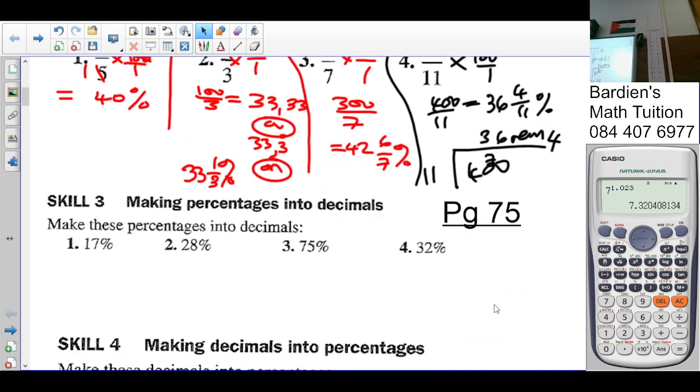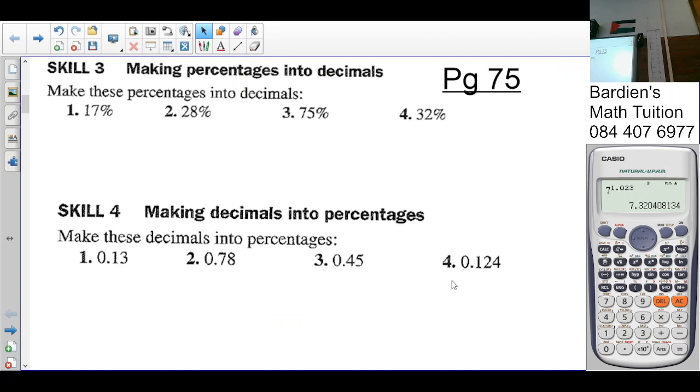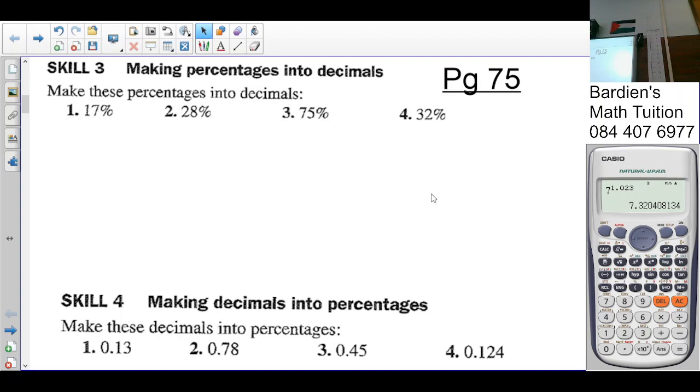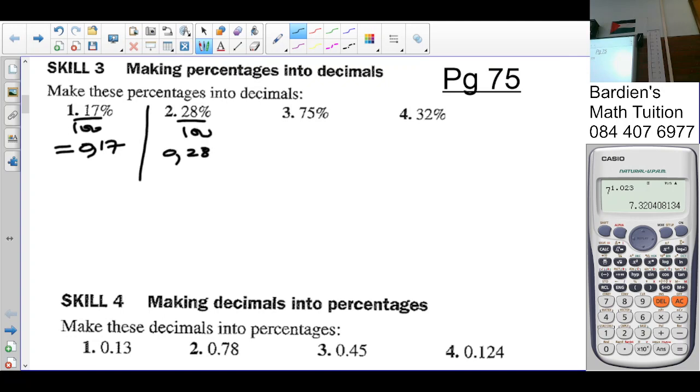Let's look at skill 3. Skill 3: making percentages into decimals. So what do we do here now? We divide by 100. When we're making it into a percentage, you times by 100. When we're making it into a decimal, you divide by 100. So 10 divided by 100, 2 divided by 100, 75 divided by 100, 0.3. Any confusion there? You all understand?